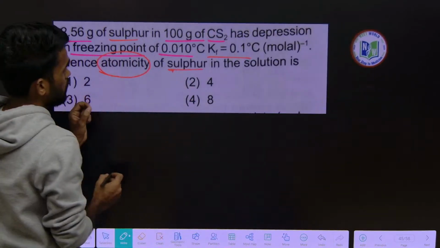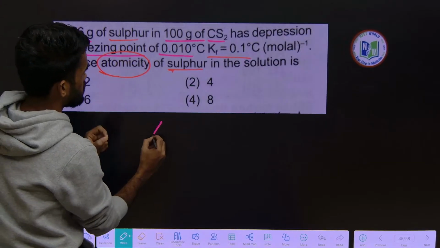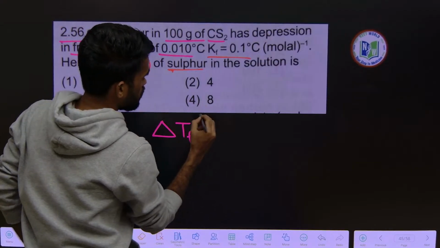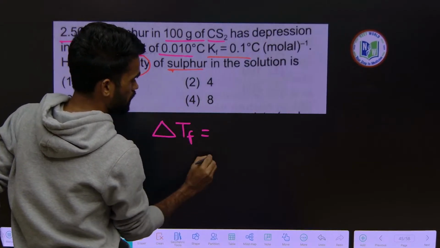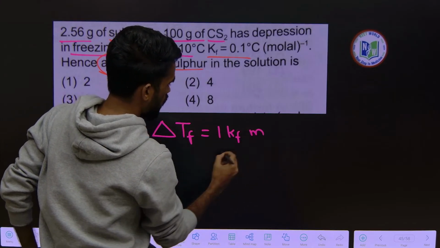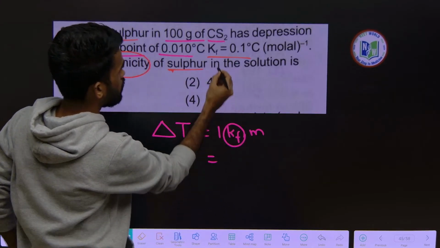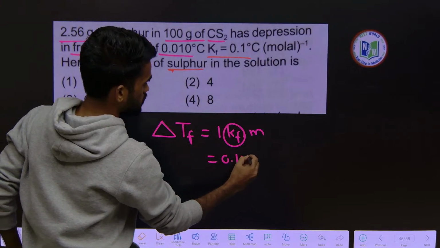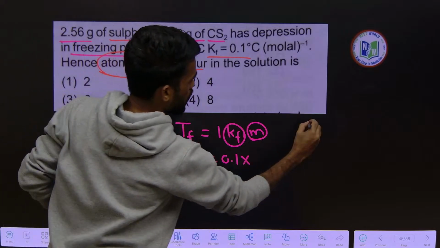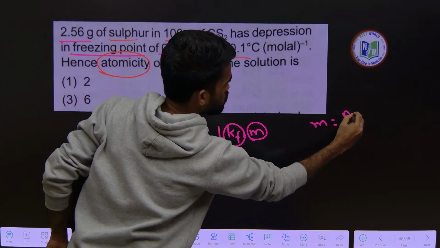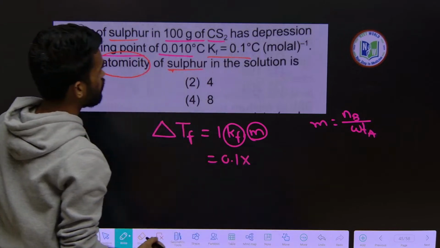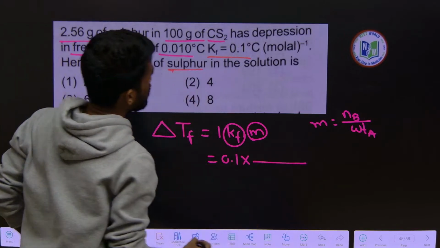The given delta Tf is the depression in freezing point. So write the basic formula first. Sulfur is a non-electrolyte, so you can consider the i value as 1. So delta Tf = i Kf m. Kf value is given as 0.1. Next, what about m? Molality means the number of moles of solute present in 1 kg of solvent.